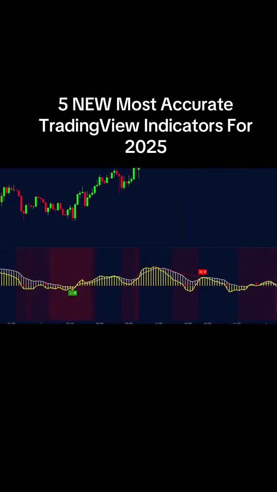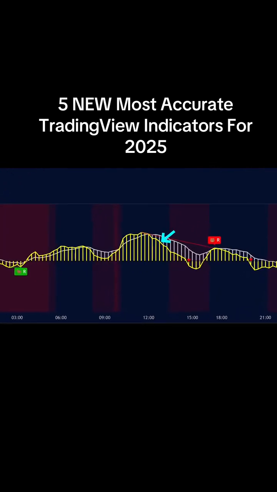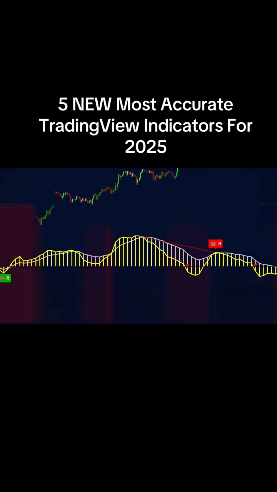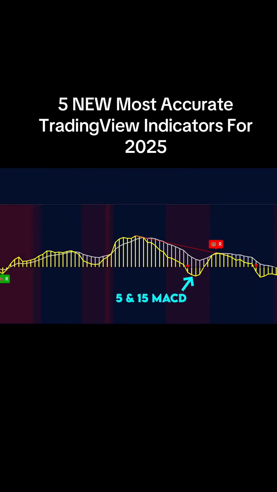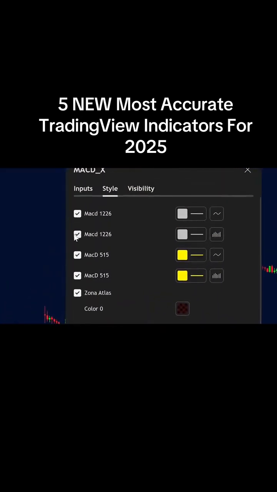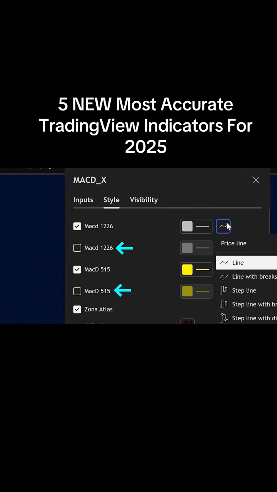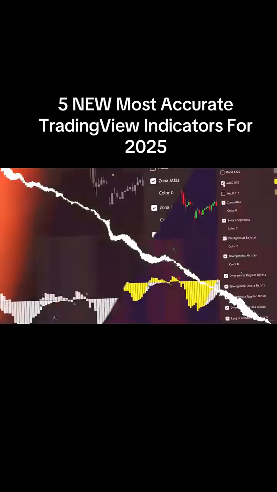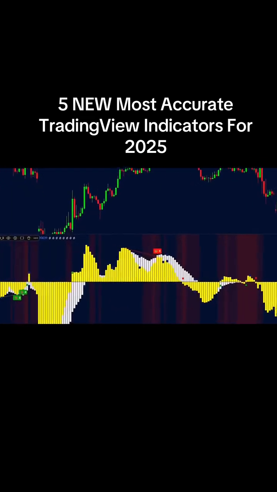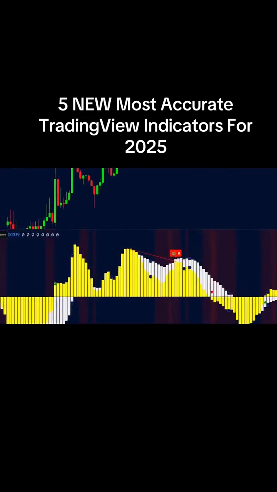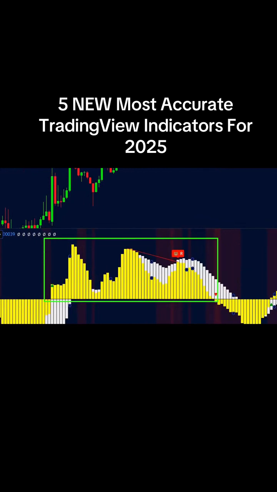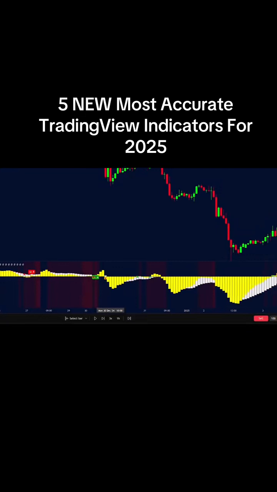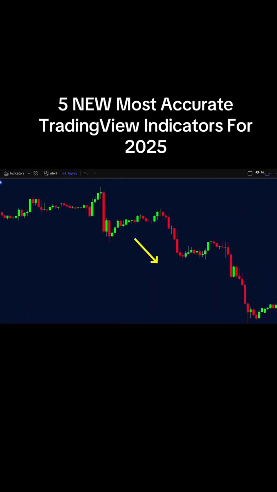You've got two MACD histograms working together. The white one with settings of 12 and 26 for catching bigger moves, and the yellow one at 5 and 15 for faster signals. In the settings, make sure to disable both signal lines and change the histograms to columns, white for the back and yellow for the front. The real power comes from how these two momentum indicators interact with each other. When both histograms cross above 0 together, that's your strongest buy signal. When they cross below 0 together, that's your perfect sell signal.